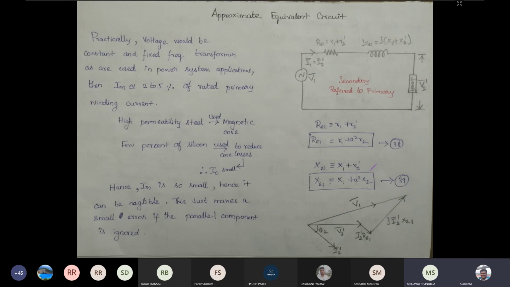Okay, so till now whatever we have seen is the exact equivalent circuit. Now we will be seeing about the approximate equivalent circuit. Here from the exact equivalent circuit to the approximate equivalent circuit, the shunt element which was there here, just a minute. Okay, we'll go back to the circuit.